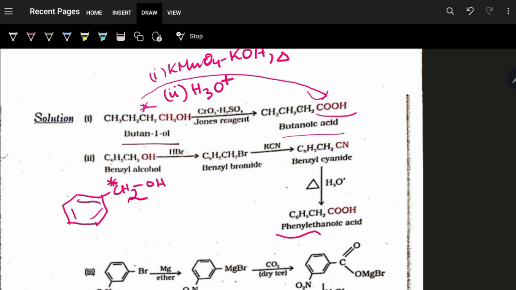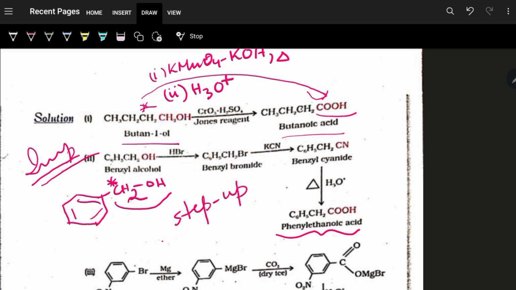I have to prepare phenyl ethanoic acid. This is quite an important example. So if I prepare phenyl ethanoic acid, I am just converting CH2OH not to COOH but increasing 1 carbon atom. So this is a step up method, ascending method. So I can use nitrile.